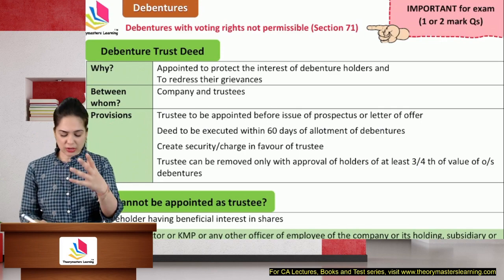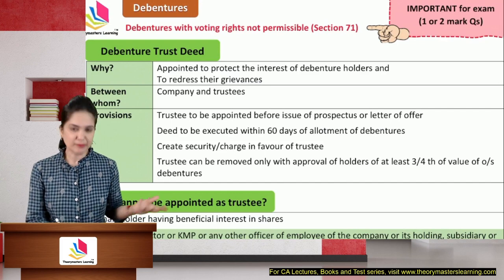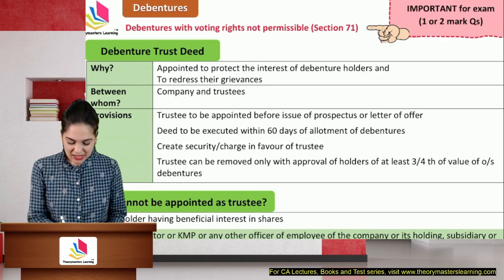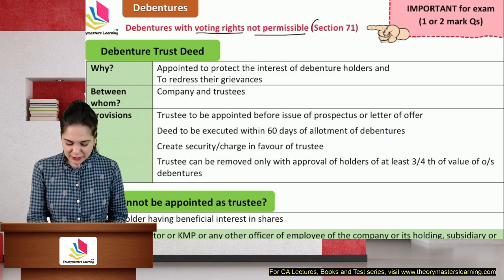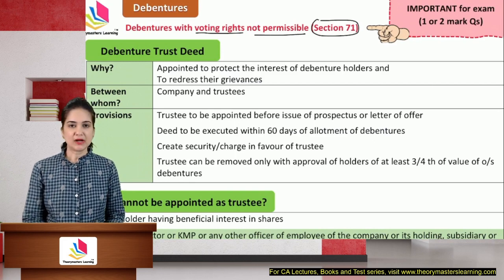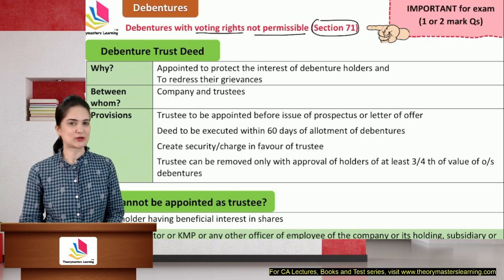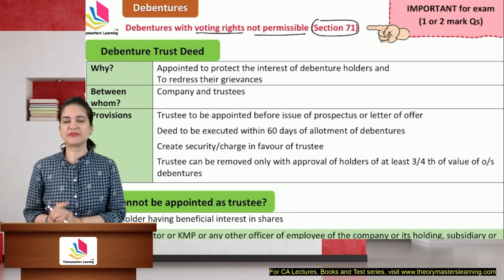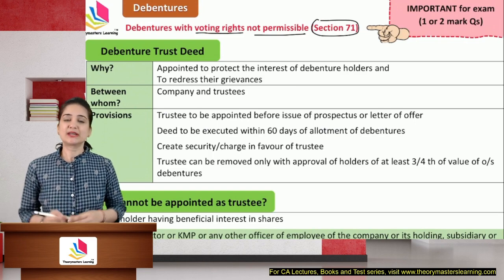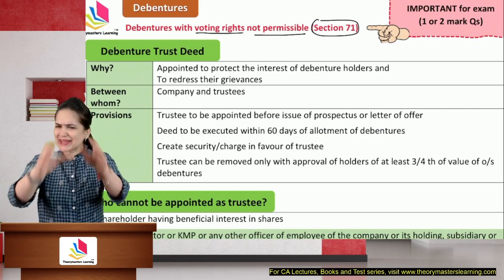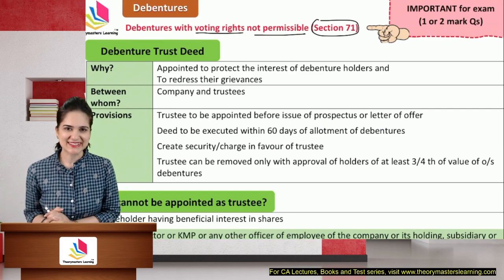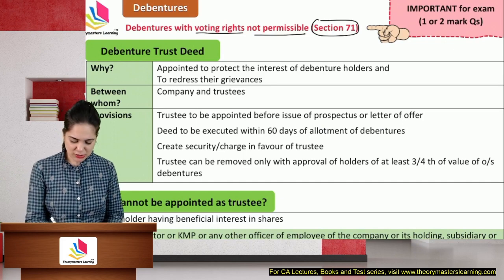Okay, so debentures, they are nothing but loan for the company. We cannot issue debentures with voting rights. Section 71. Debentures with voting rights is not allowed. Now, there was a question which was asked in the previous exams, that what if the articles allow the issue of debentures with voting rights? Even then you cannot issue debentures with voting rights. So debentures with voting rights is not permissible.